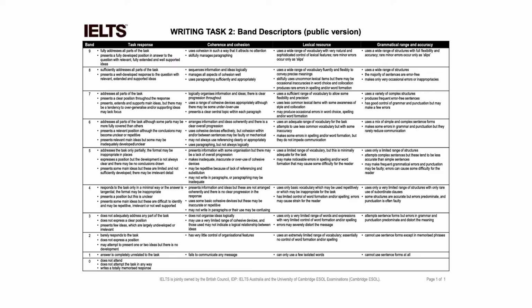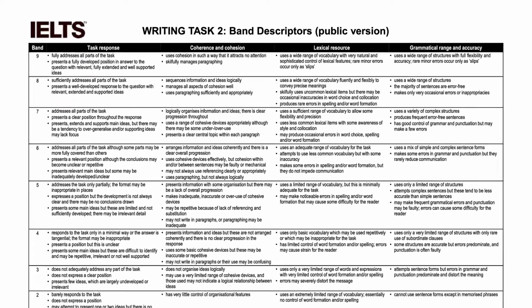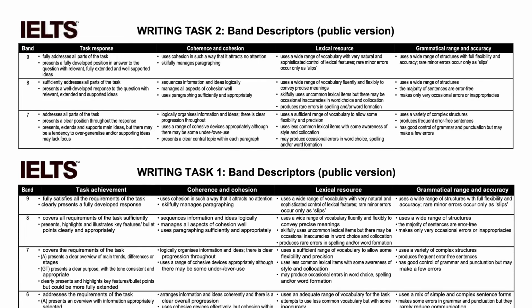The Task 2 rubric is almost the same as the Task 1 rubric. The only difference is that the first category on the Task 1 rubric is task achievement, and for Task 2, it's task response. The other 3 categories are exactly the same on both rubrics. The key takeaway from the task response and the task achievement is to address all aspects of the prompt.